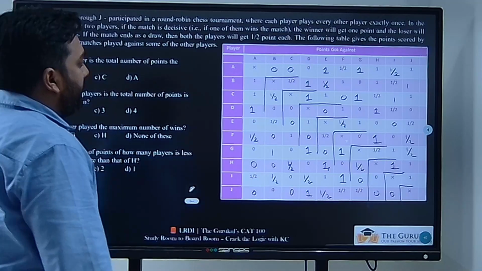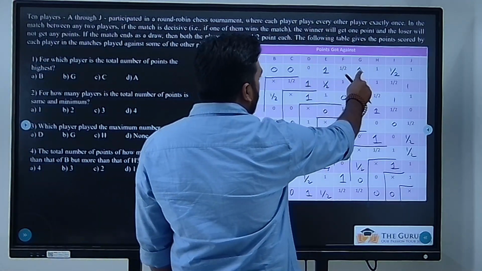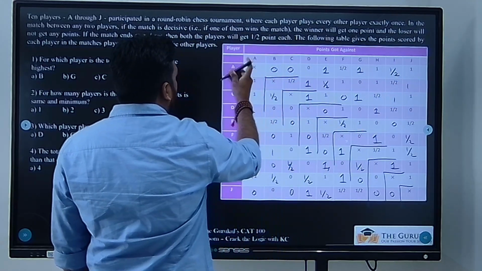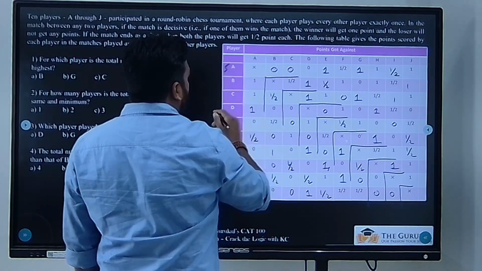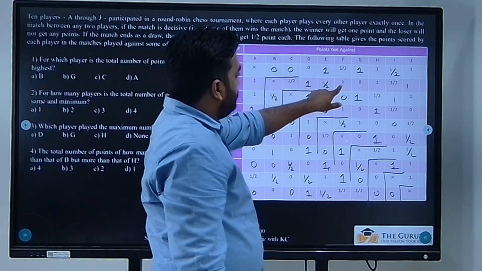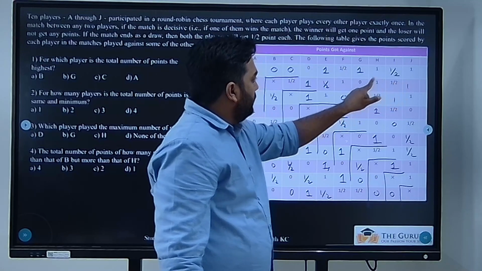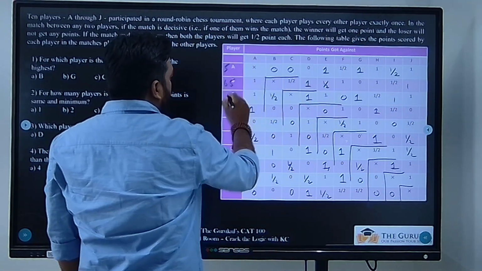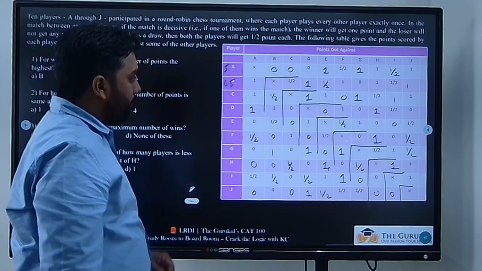Now let's try to find the sum of everything. 1, 2, 3, 4. 4 plus 2 halves. This is 5. Next, 1, 2, 3, 4, 5. Half and half. 6.5. That is for B.